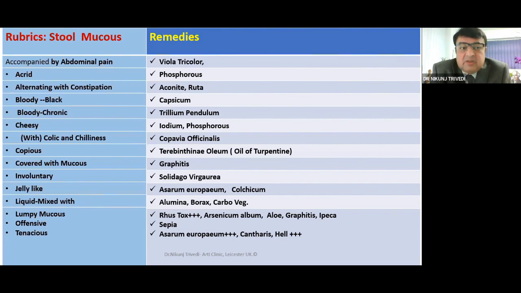Borax and carbamide, when mucus is mixed with liquid. Lumpy mucus: Prostox. Lumpy mucus: Arsenicum album. Lumpy mucus, yellow: Graphitis. But along with that, not only mucus, but gelatinous, thread-like mucus, and it is very offensive.